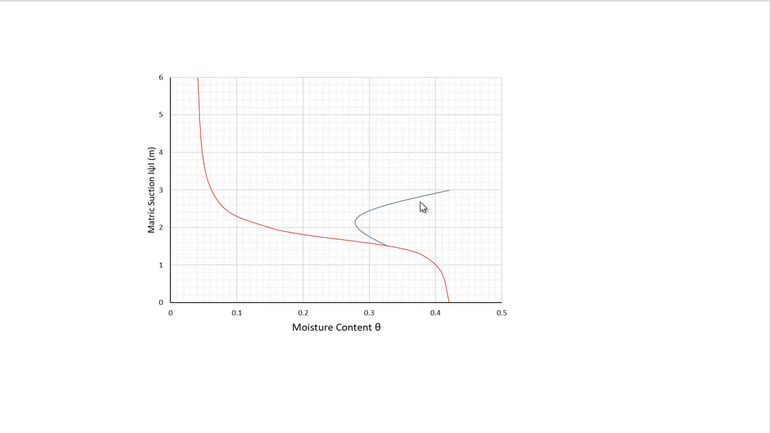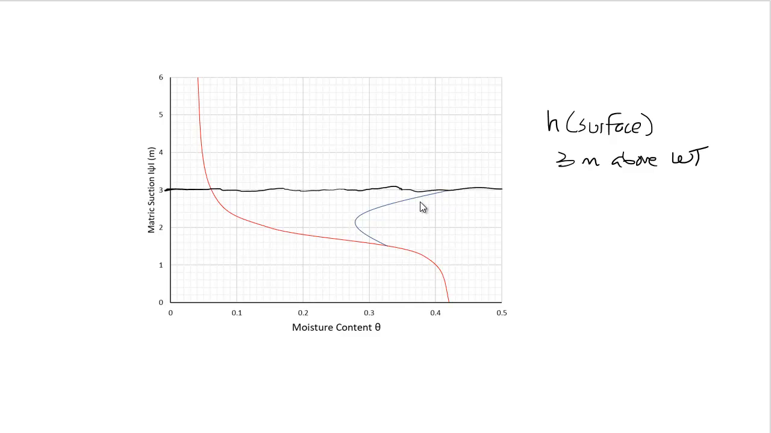So let's see if we can figure out what is the head at the surface. Surface located again 3 meters above the water table. So just to be clear again, the surface is here. This is the surface, 3 meters above the water table. Now at the surface, the moisture content is actually at saturation, which is 42% right here, right? So the moisture content at the surface is equal to 0.42.